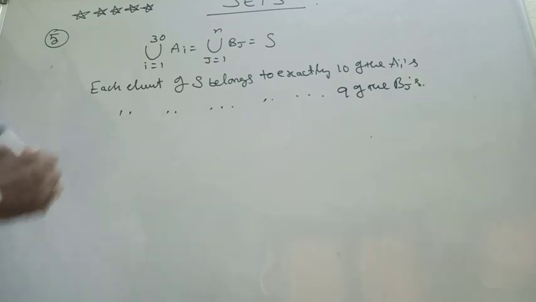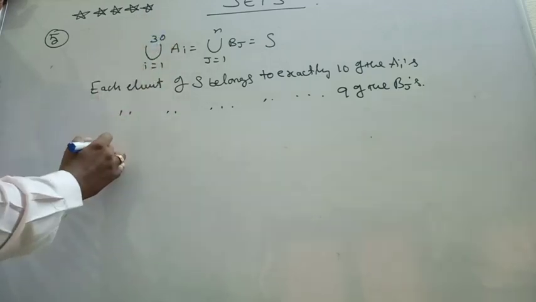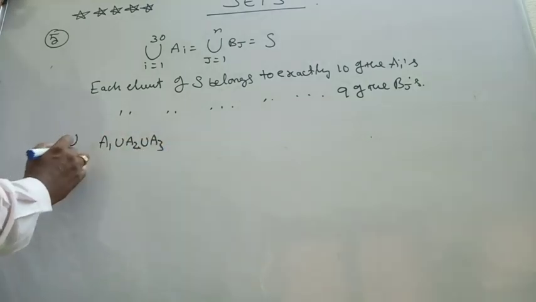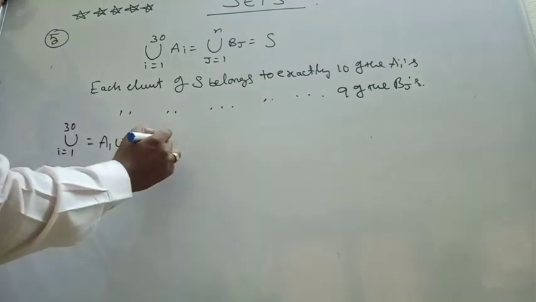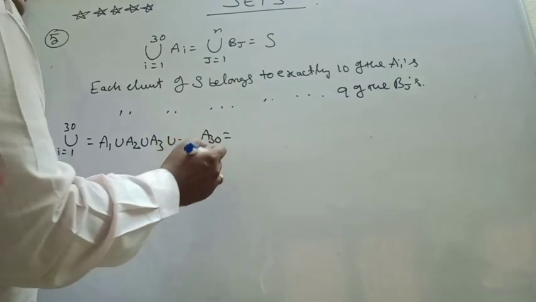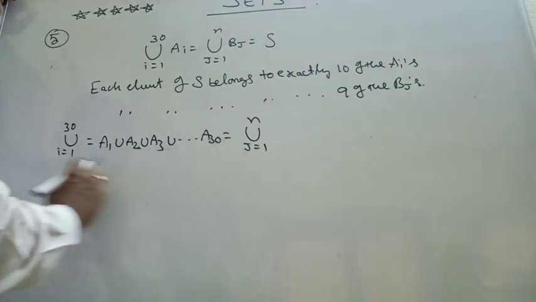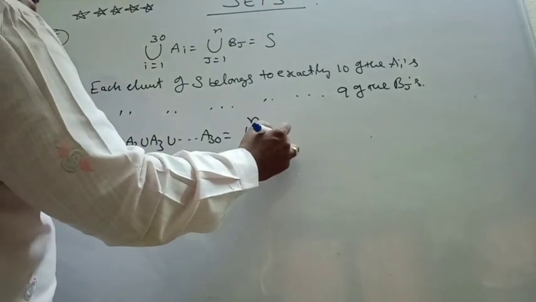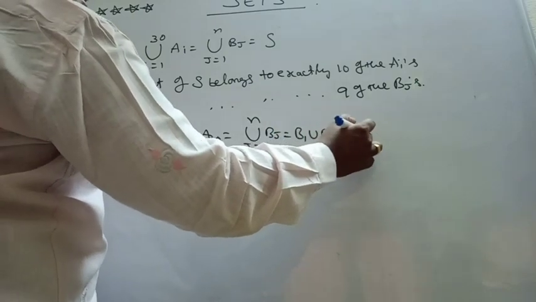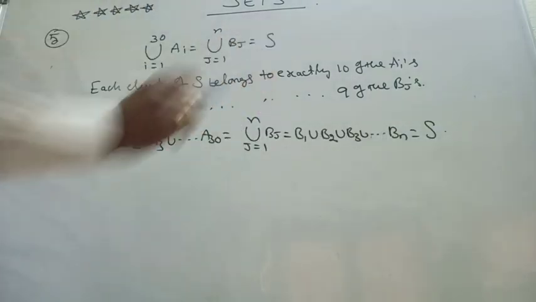Here how we will do this particular problem. Here the union of Ai for i equal to 1 to 30, the meaning of this is A1 union A2 union A3 so on up to union A30. This is equal to the union of Bj for j equal to 1 to n, which is the union of n sets Bj. That means B1 union B2 union B3 union so on up to Bn. Both are equal to S.